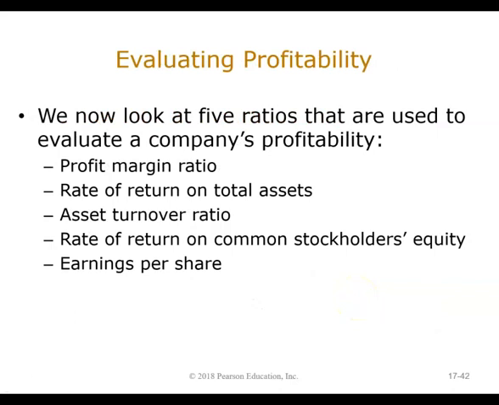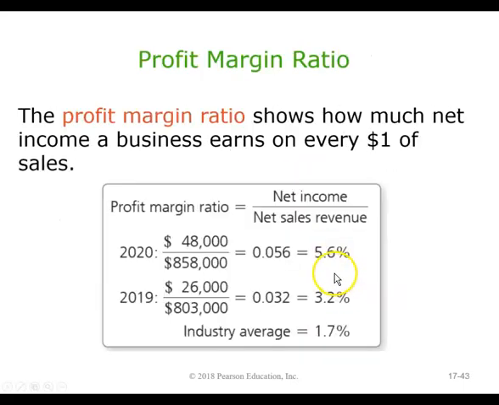All right, now let's look at profitability. We're going to have these ratios, 1, 2, 3, 4, 5, to help us to evaluate our company's profitability. The first one is called profit margin ratio, and this is going to be net income divided by net sales revenue. Both of these items are on your income statement, and you divide and then compare to your industry average.